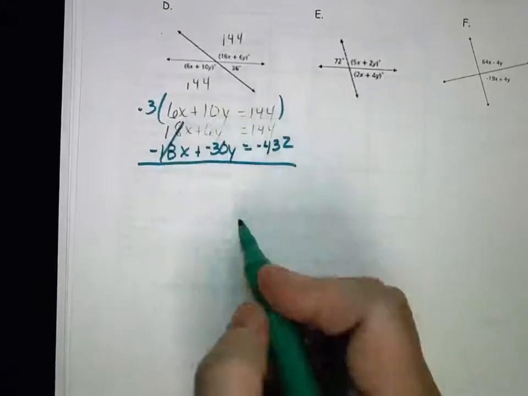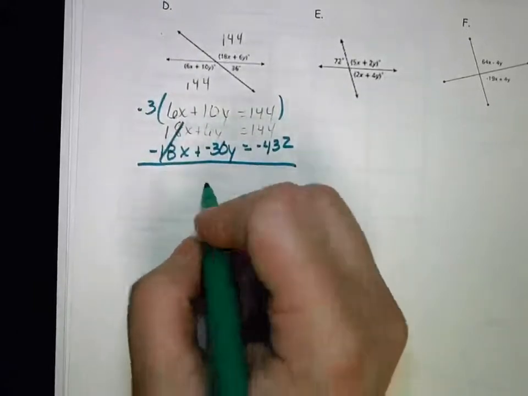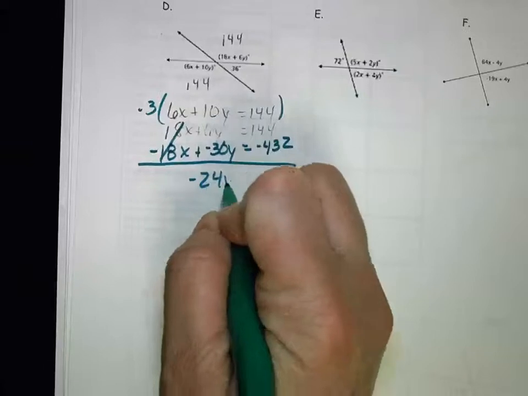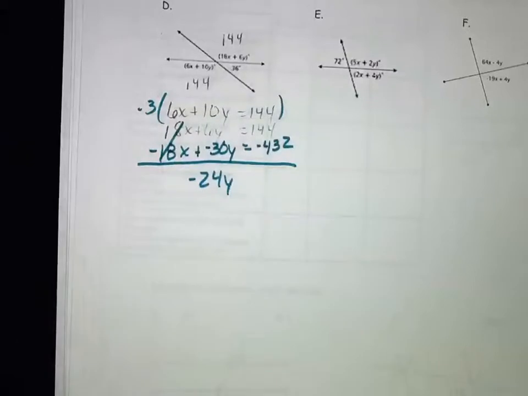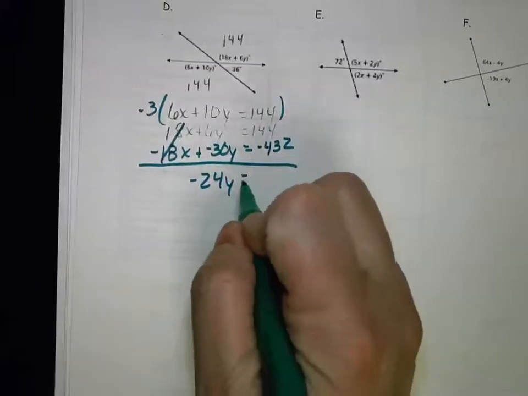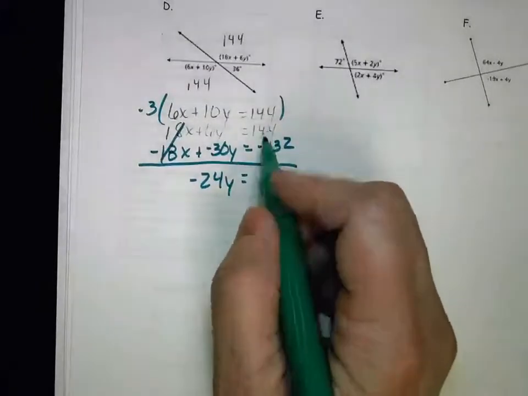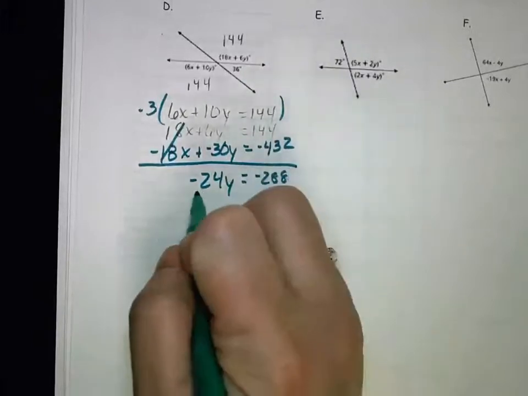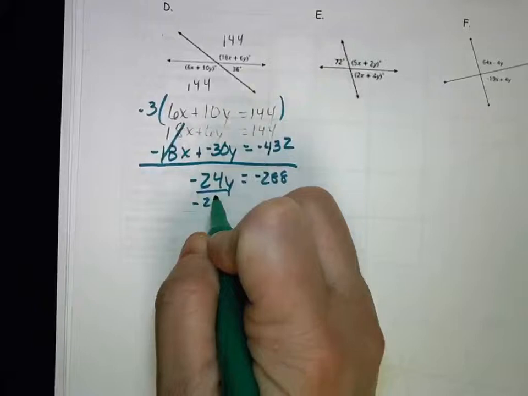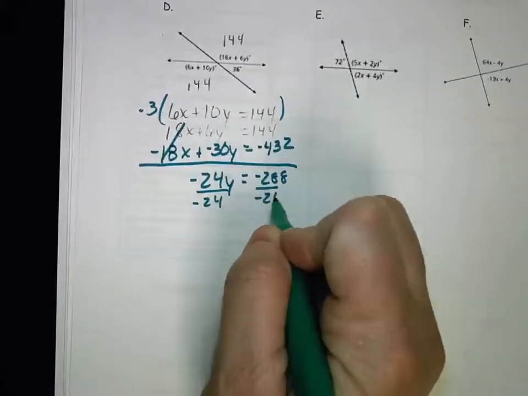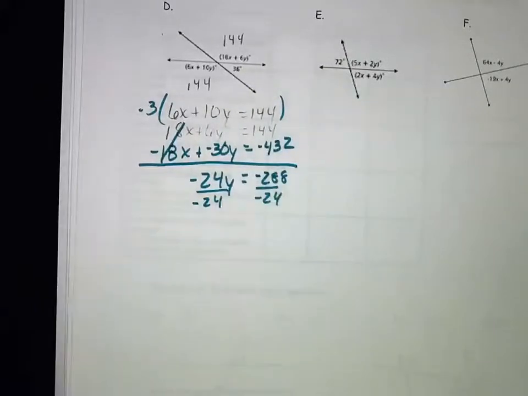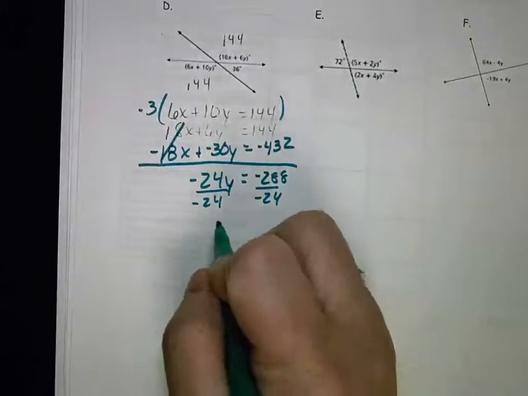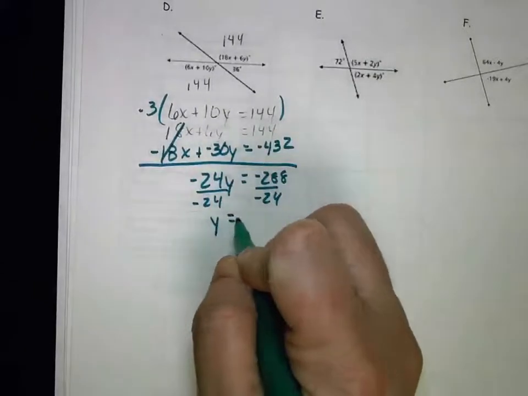Those will cancel, and you have -24y plus 144. -432 plus 144 is -288. And then we divide both sides by -24, and you end up with y equals 12.